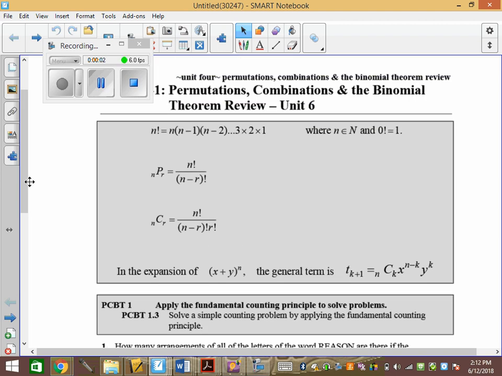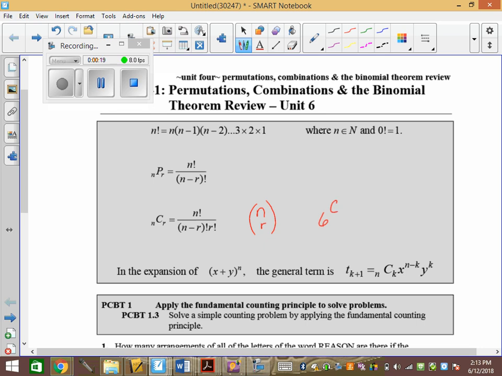Remember with this, nCr has the n minus r factorial. nPr does not. Also, please remember that nCr is the same as nC(n minus r), if they write it like that. Also, if I had 6C3, that's not a good one to do.